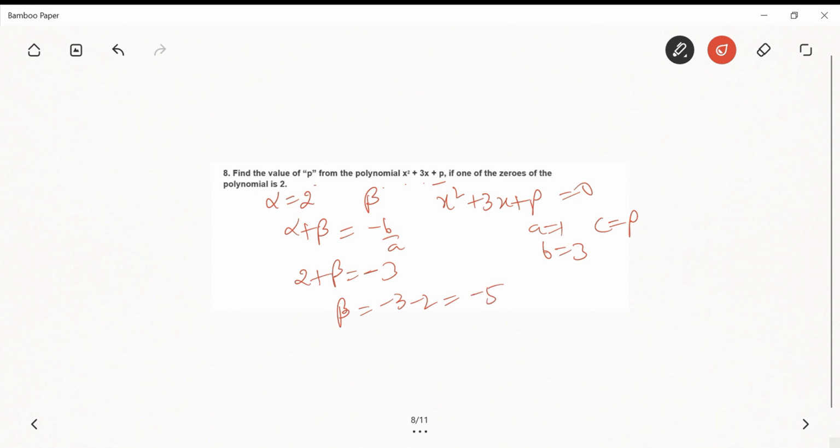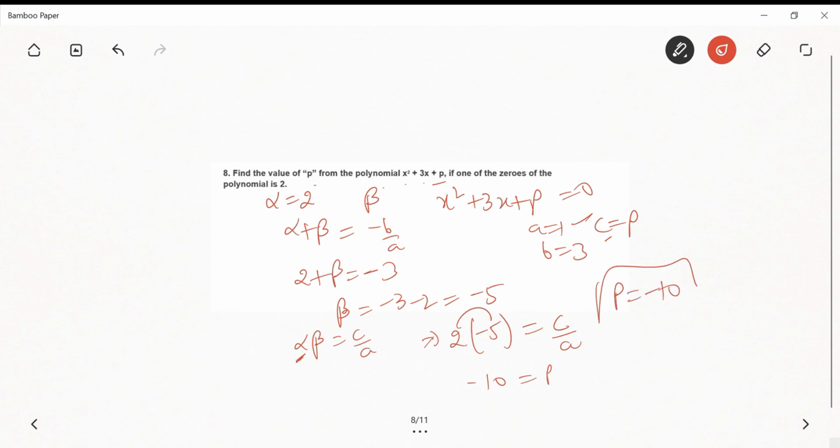Okay, now we will find the product of the zeros, that is alpha into beta, and that should be equal to c by a, right? Now alpha is 2, beta is minus 5, and that should be equal to c by a. The value of a we already know is 1, and the value of c is p. So 2 fives are 10, the negative sign will be there, and that should be equal to p. Okay, so the value of p is equal to minus 10. This is our answer. Okay, now let's move to the next question.